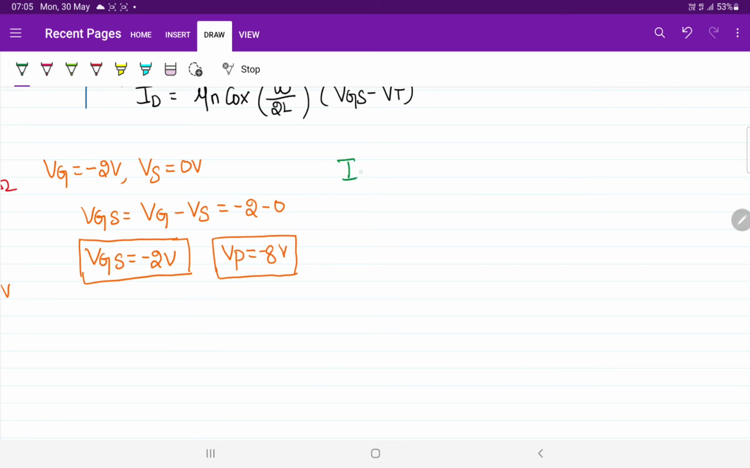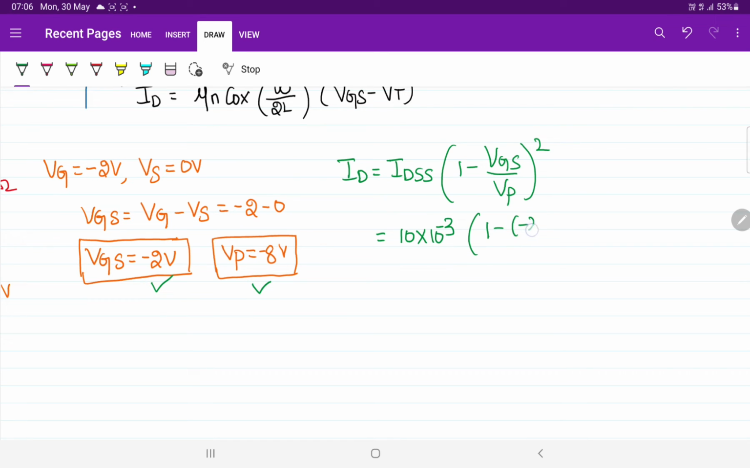The value of drain current ID can be written as the drain to source saturation current, or maximum current, IDSS, into 1 minus gate to source voltage upon pinch off voltage Vp, whole square. So from here, it is given as 10 milliampere, 10 into 10 power minus 3, into 1 minus, what is the value of VGS? Minus 2, Vp minus 8. So here this is minus 2 upon minus 8, whole power 2.